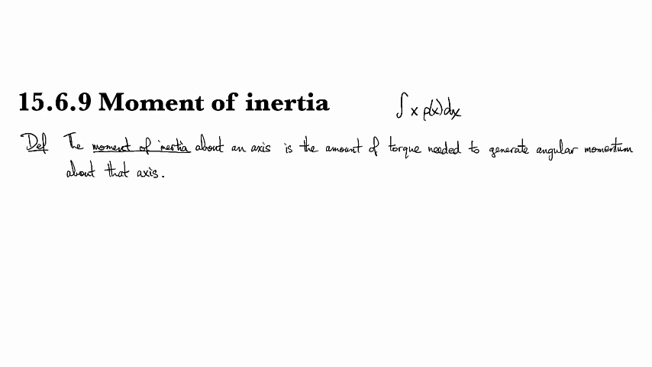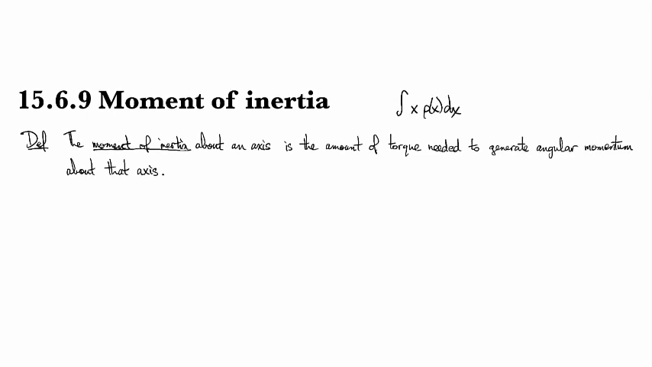And so here's a touchy-feely definition for you. It's not precise in terms of formulas, but whatever. The moment of inertia about an axis is the amount of torque needed to generate angular momentum about that axis, right? So what exactly does that mean? And by the way, if you're wondering why they call it moment of inertia, it's the same root as momentum. It has nothing to do with time. So what does this mean?